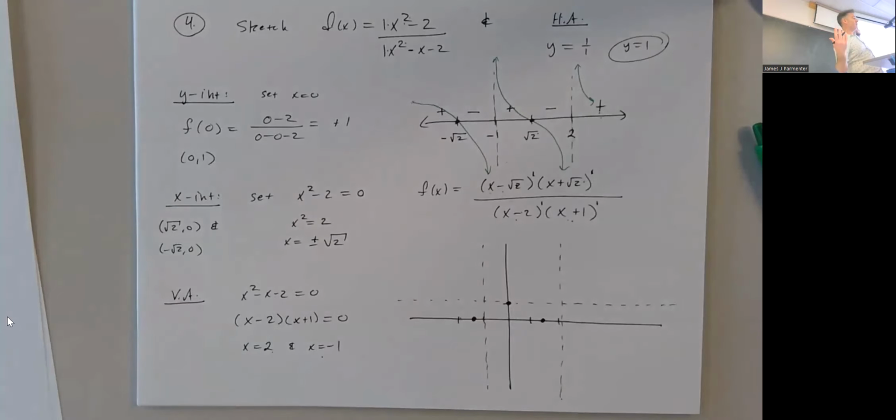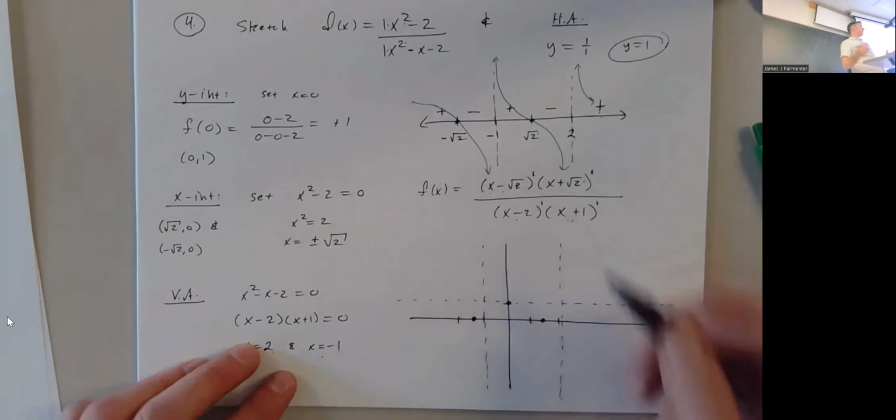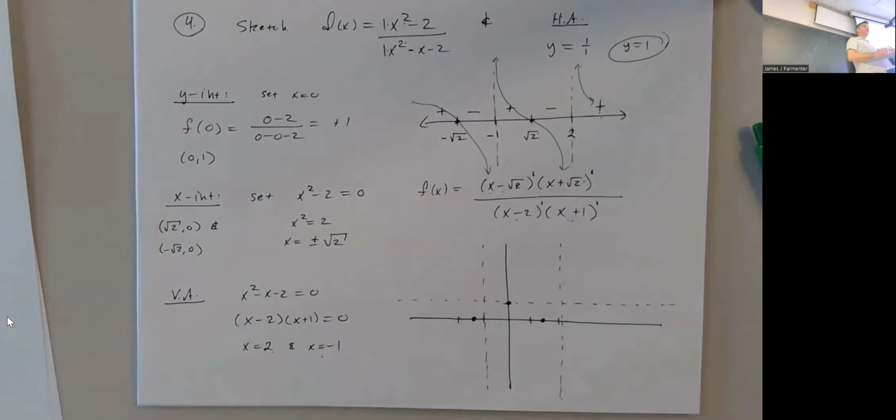And just as a counterpoint, you cannot cross a vertical asymptote. That's a totally different thing. You can't have the graph go like that. That's not what that means. So you can cross horizontals, you cannot cross verticals really.